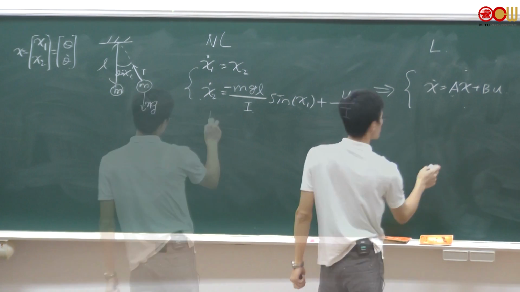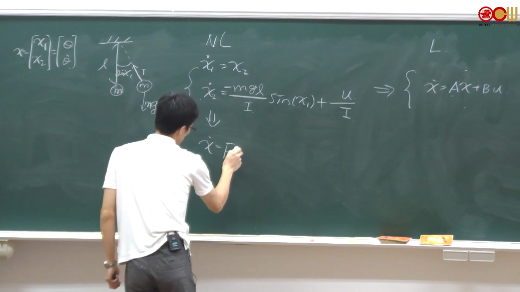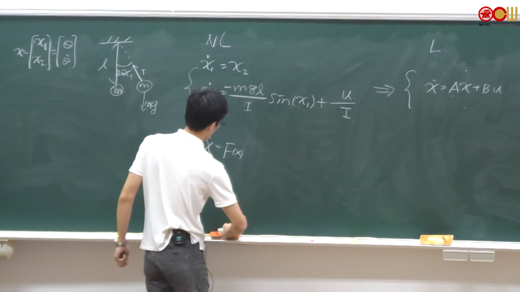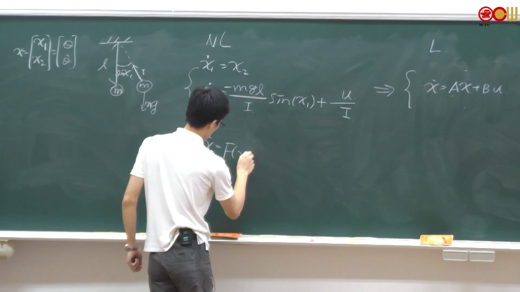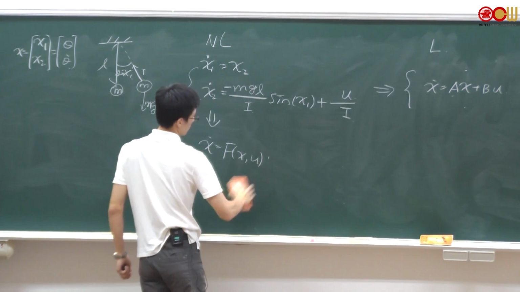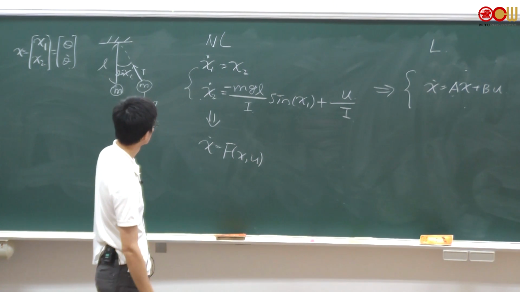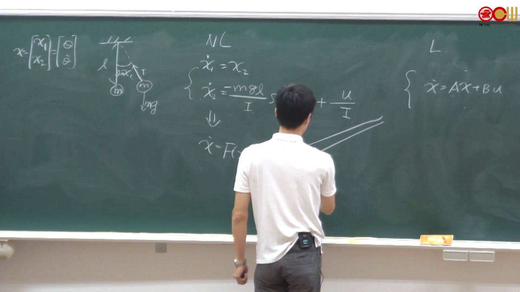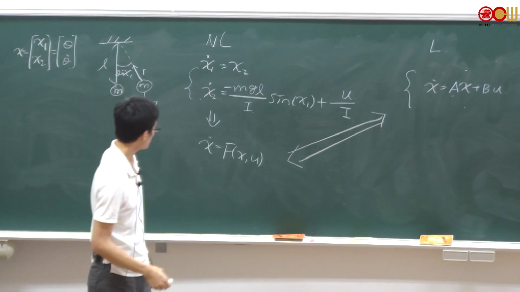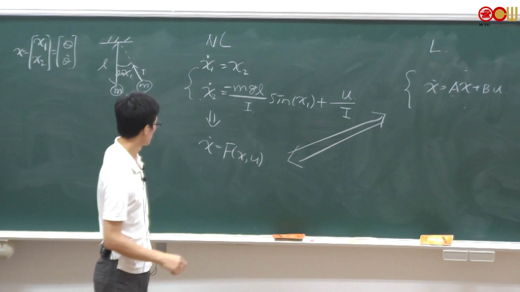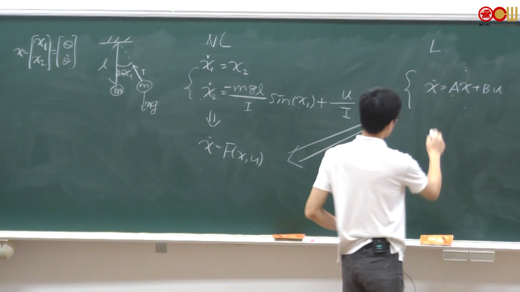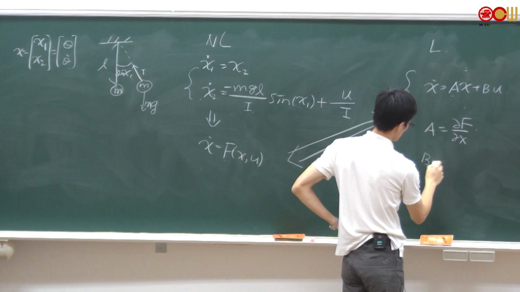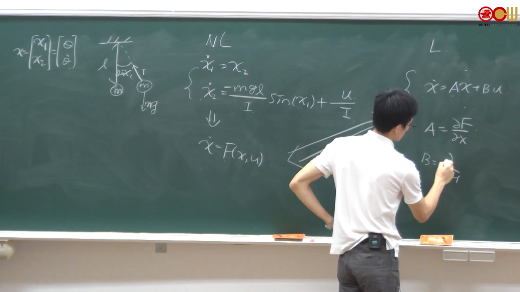The relation between the A, we say in general, x, u. This is how you convert a nonlinear system to a linear system. So the relation between this f and A is A equal to partial f, partial x, B equal to partial f, partial u.